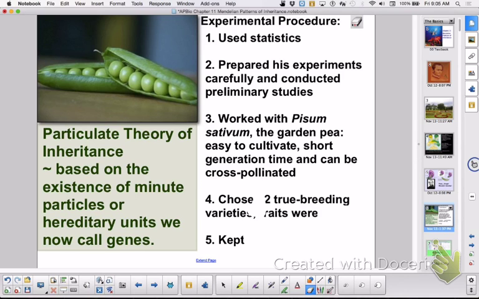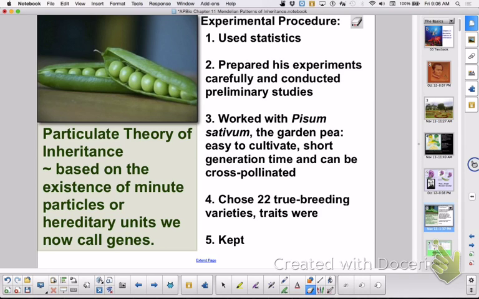Okay, and he chose 22 true breeding varieties. So he looked at 22 different traits. Now, by true breeding, he would take, for instance, tall pea plants and short pea plants. Tall pea plants are dominant over short pea plants. And it's not like you became a medium plant when you bred a tall with a short. What happens when you breed a tall with a short, because tall was dominant over short? If it was a true breeding tall plant, that means both of the alleles said tall and tall.